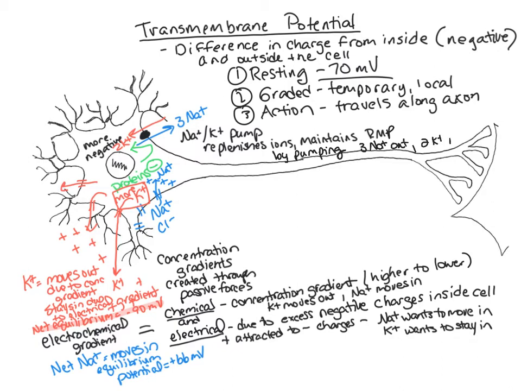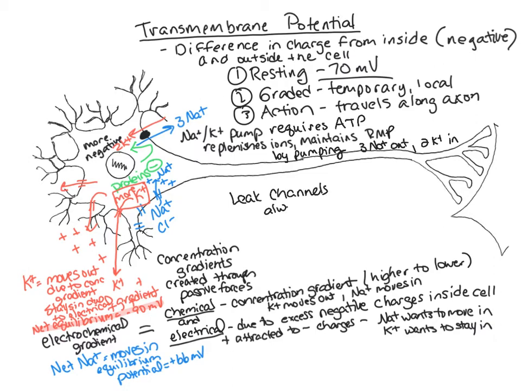The sodium-potassium pump requires energy in the form of ATP in order to move the sodium ions that leak in and to recapture the potassium ions that leak out. So these leak channels are passive channels. They're always open, and they help to create that resting membrane potential.